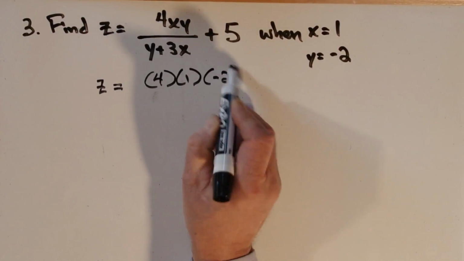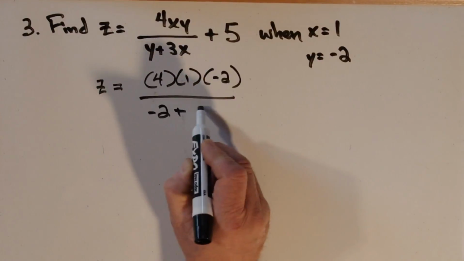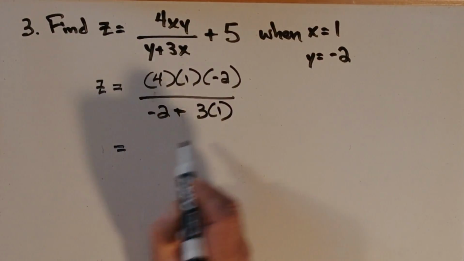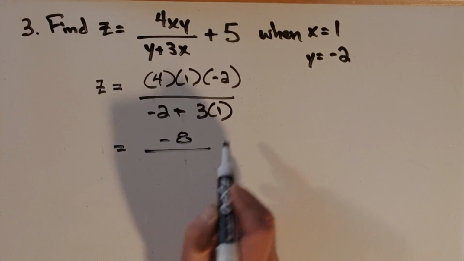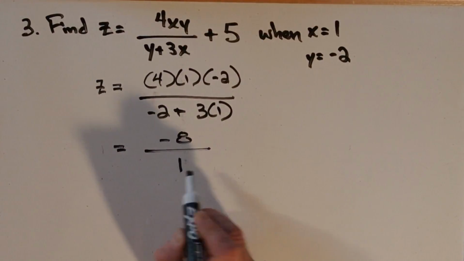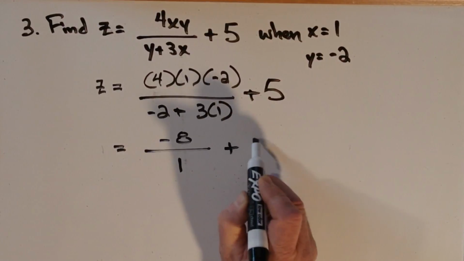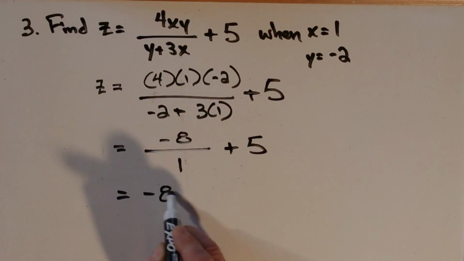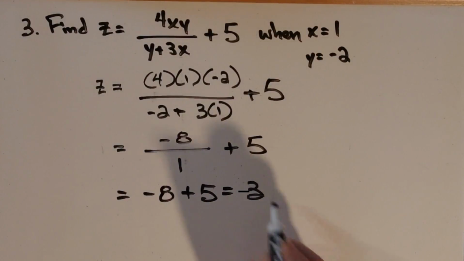Substituting our values in, we have z is equal to 4 times 1 times negative 2 divided by the quantity negative 2 plus 3 times 1. When we multiply out, 4 times 1 times negative 2 is negative 8. 3 times 1 is 3. Add that to negative 2. You get 1, and let's bring down the plus 5, of course. And when we do, our expression becomes negative 8 plus 5, which is equal to negative 3.